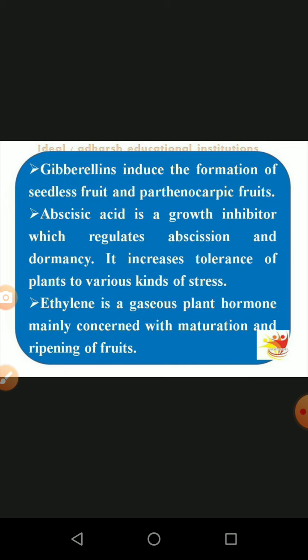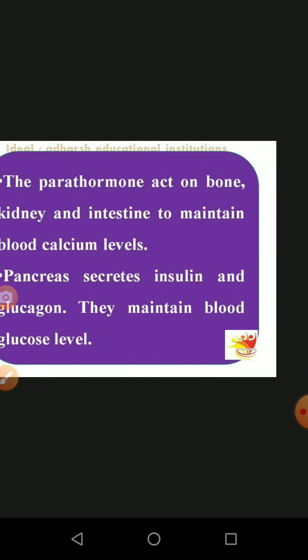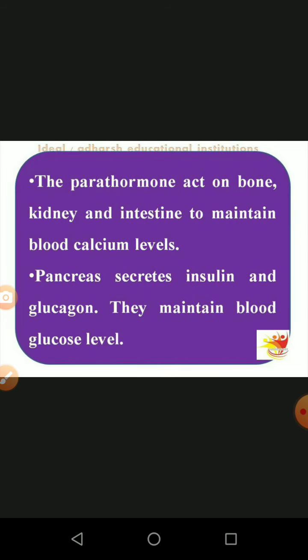And in the human endocrine system, the pituitary gland regulates and controls the other endocrine glands, and so it is called the master gland. I already gave you the explanation. Then the hormones secreted by the thyroid gland are T3 and T4, thyroxine. Then parathormone acts on bone, kidney and intestine to maintain the blood calcium level, and it is secreted by the parathyroid gland. And the pancreas secretes insulin and glucagon to maintain the blood glucose level. It is called a dual gland.